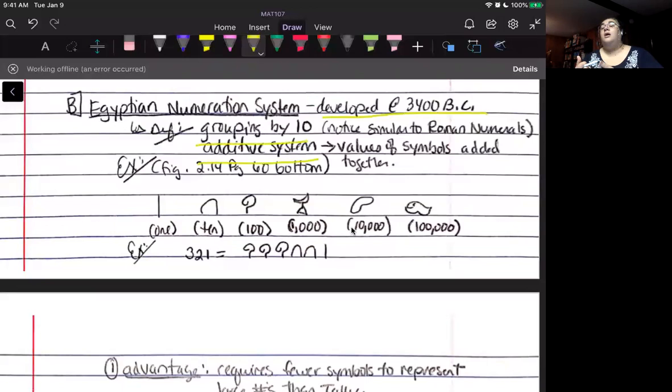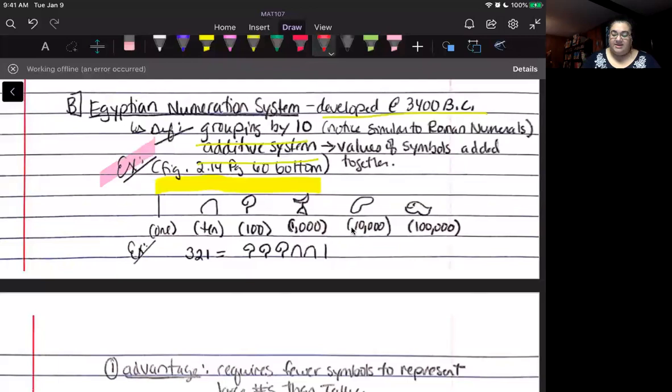So here is an example of how their system worked. This is my hand at drawing their symbols. However, if you look at figure 2.14 at the bottom of page 60, you're going to get a better visual of the symbols, but this is my hand at it. So what we have here is the one, what we would call a tally mark, that is a one. What looks like a sort of a sloppy N for us, that is their 10. What looks like a question mark to us, that's their hundreds.